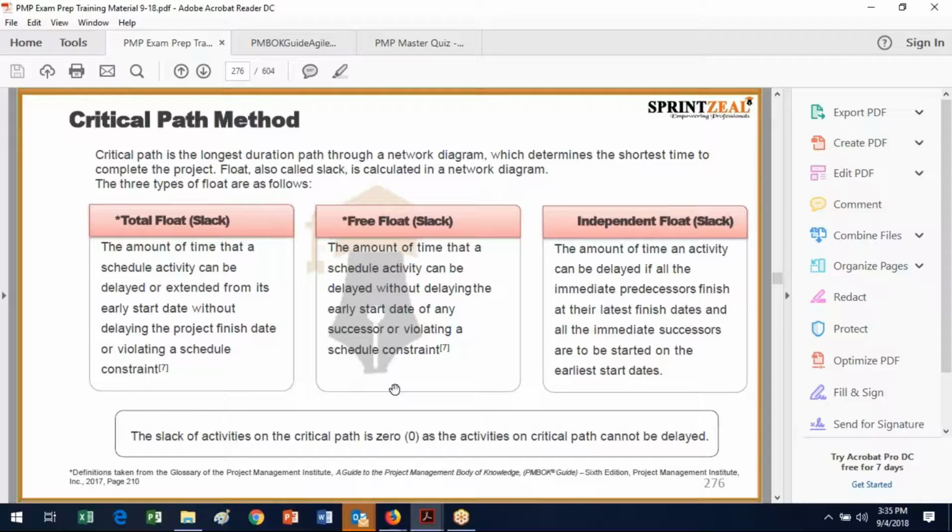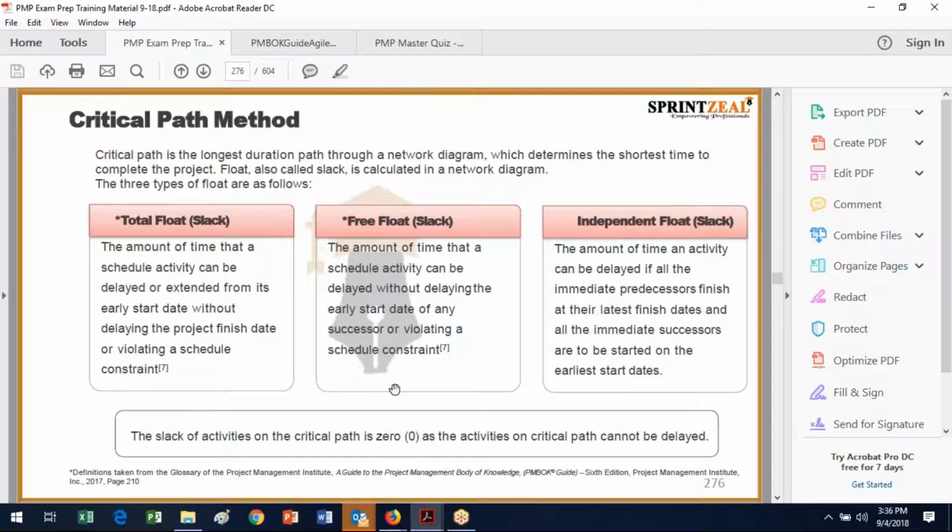And then float, which is also called slack, is calculated into a network diagram. So there are three types of float. There's the total float, or slack, which is the amount of time the scheduled activity can be delayed or extended from its early start date without delaying the project finish date or violating any other kind of schedule constraint. And we'll talk a lot more about this later.